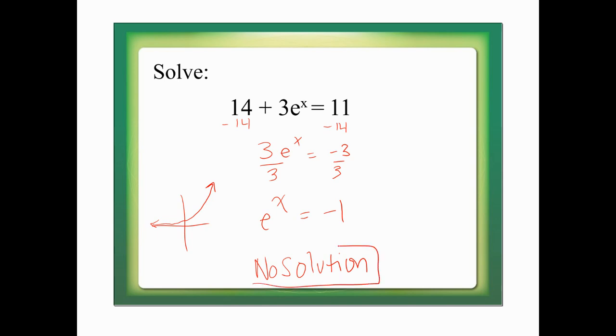And if you pay close attention, if you didn't see that right away, and you did the natural log of -1, you get a domain error, because there is no solution. It is not possible.